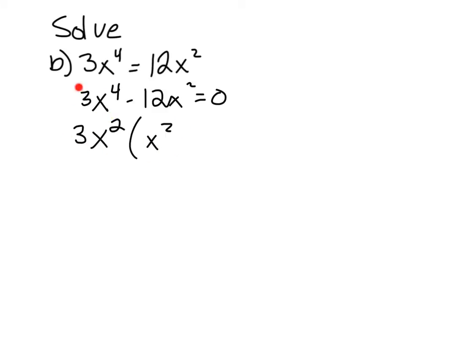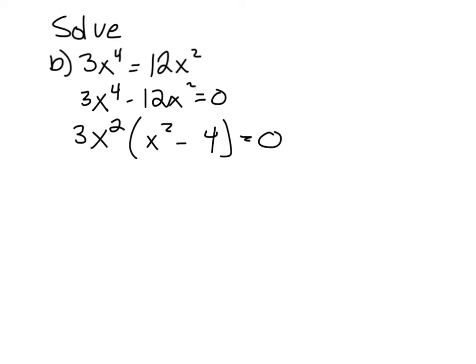is going to equal this 3x to the fourth, minus, and then 4, right? 3 times 4 is 12. And then 3x squared times 4 is 12x squared, so just 4 there. Okay, so that equals 0.